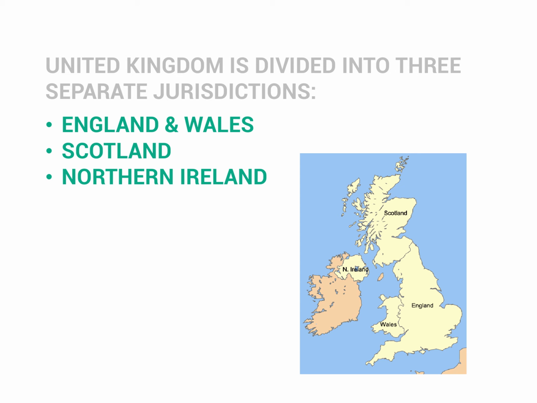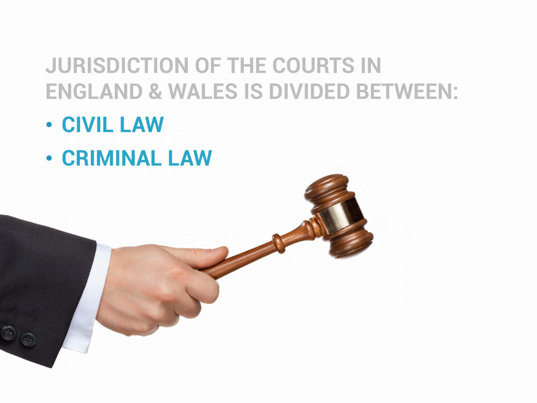At judicial level, both Scotland and Northern Ireland represent separate jurisdictions and each have their own court system, whilst England and Wales together make up another separate jurisdiction. However, the UK Supreme Court acts as the final court of appeal for all 3 jurisdictions.